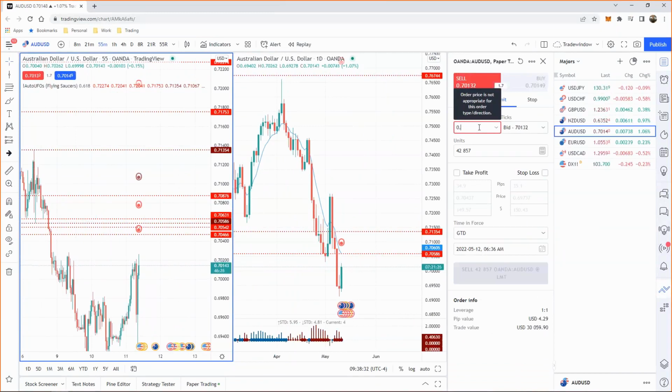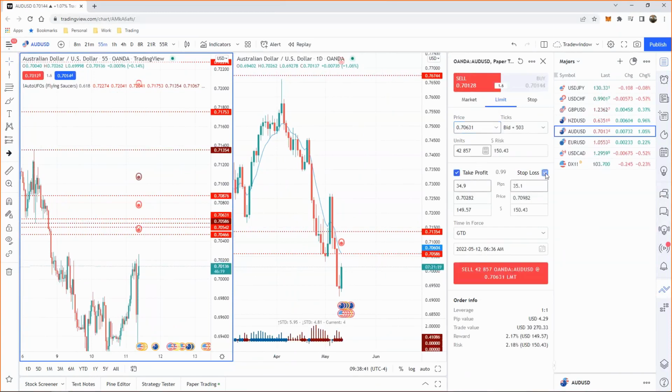So it's 0.70631, the entry point. Stop loss has to be at 0.71354.